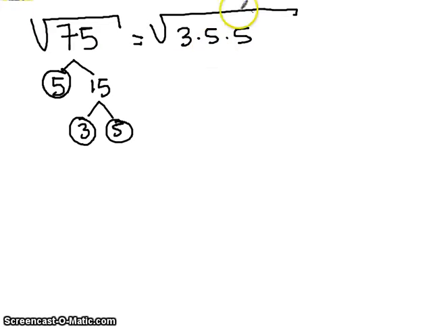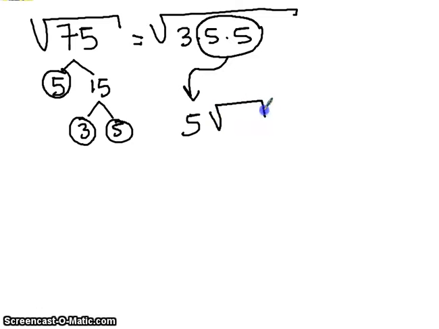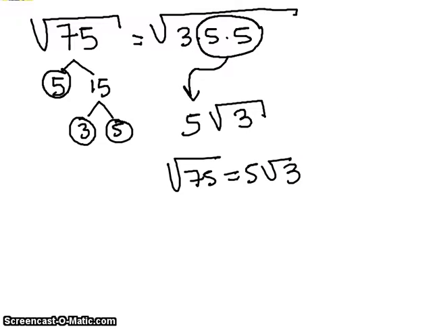Can I have a pair of identical factors? Yes. Here it is, 5 times 5. So there is a 5 going out, and there is a 3 inside. So the square root of 75 is 5 square root of 3. So this was my example 3.